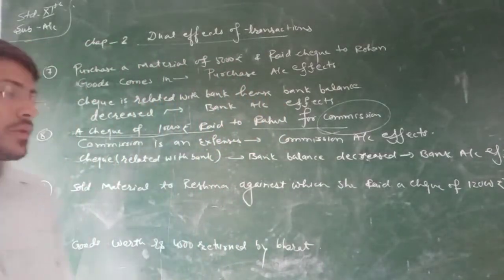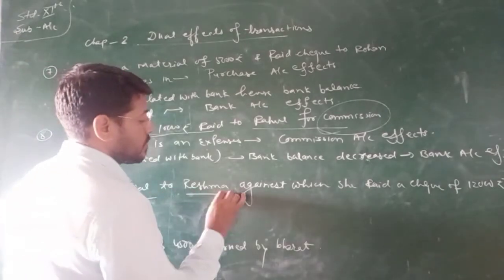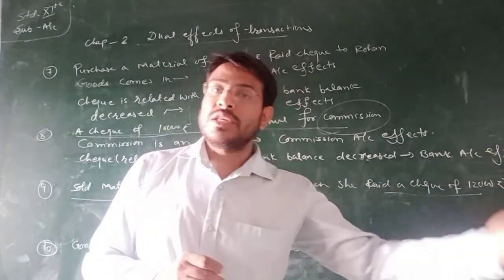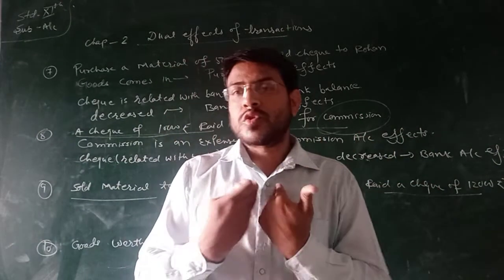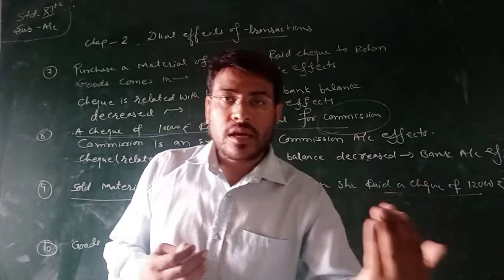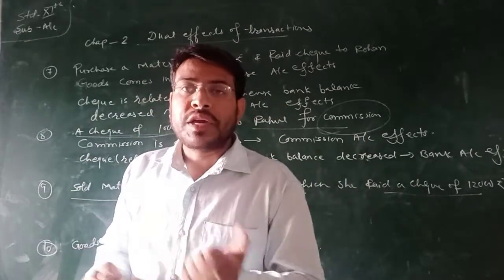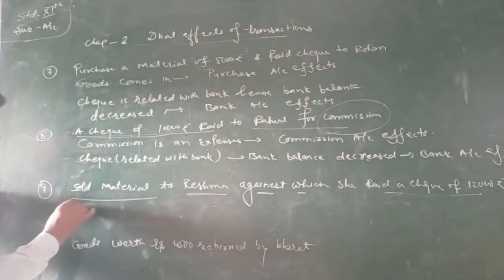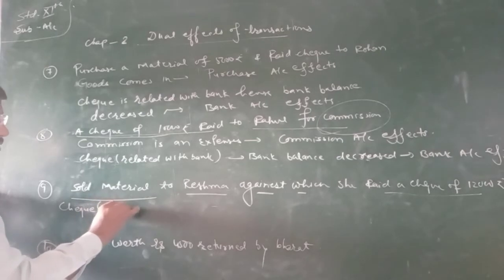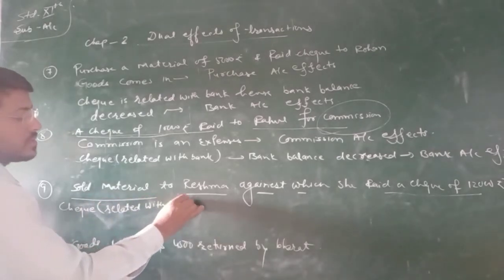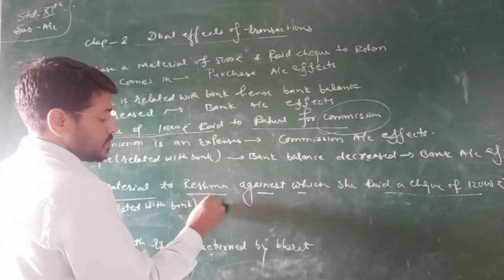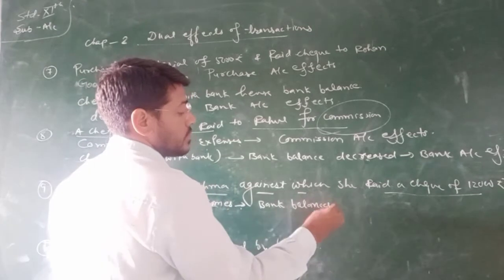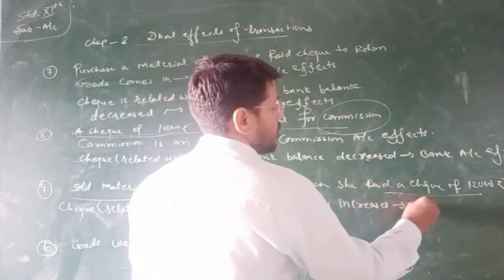Is it okay? Okay. On the other hand: sold material to Reshma against which she paid a check of 12,000. We are selling goods to Reshma against which she is paying a check. If someone pays a check to us, that is our income. A check comes in, so we can define it as bank balance increases. The check is related with the bank. If the check comes in, the bank balance increased. Bank balance increases. So the bank account is affected.